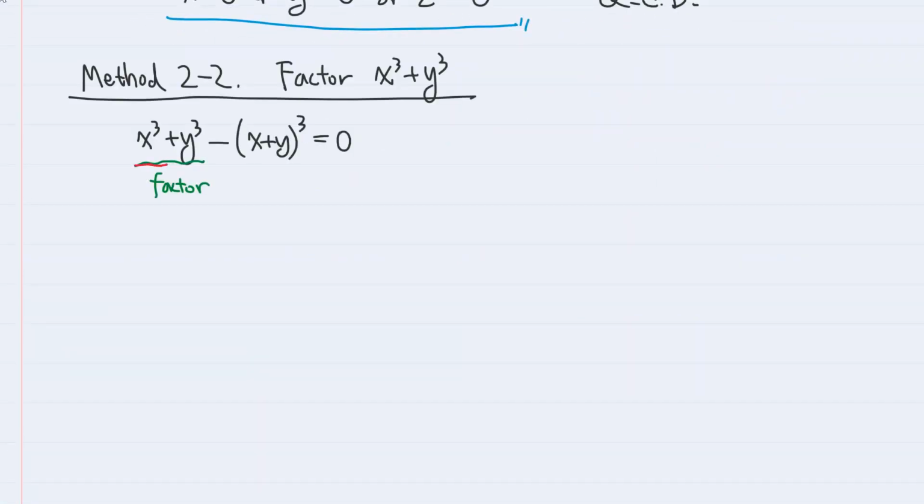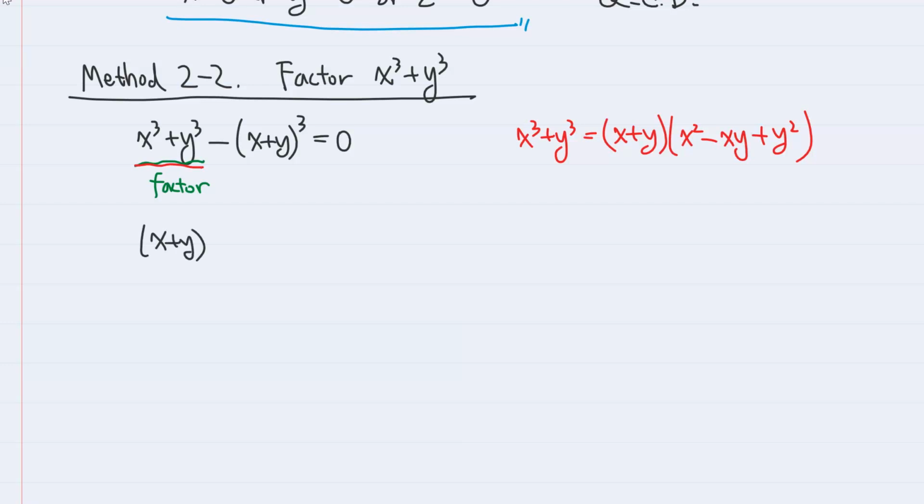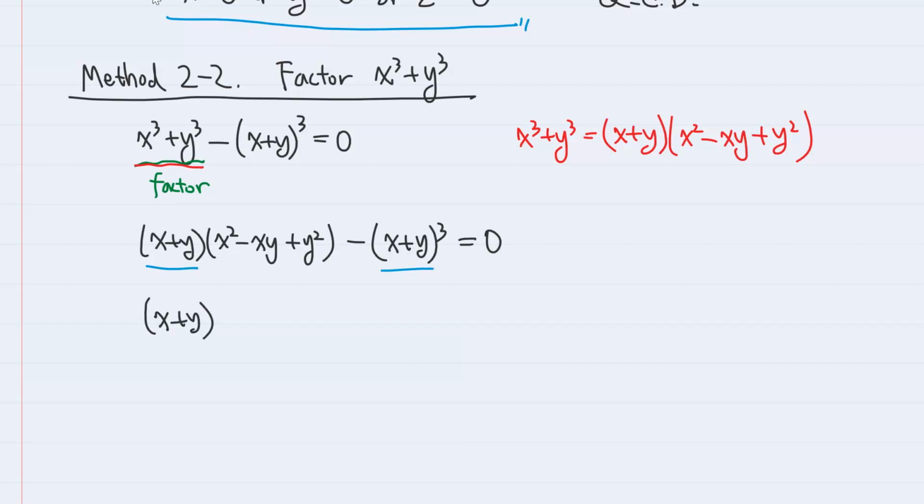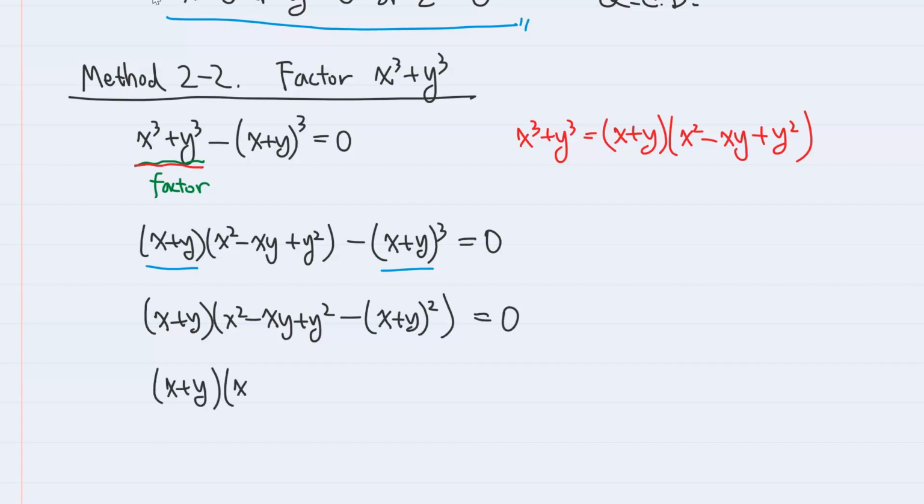Or if we factor this x cubed plus y cubed using this factorization formula, then we have x plus y, x squared minus xy plus y squared minus x plus y cubed equals 0. So x plus y is the common factor. So we have x plus y, x squared minus xy plus y squared minus x plus y squared equals 0.